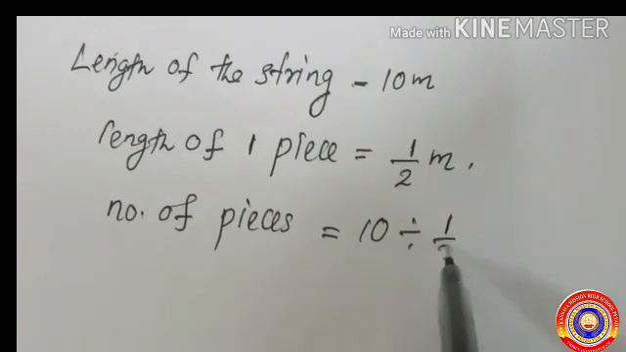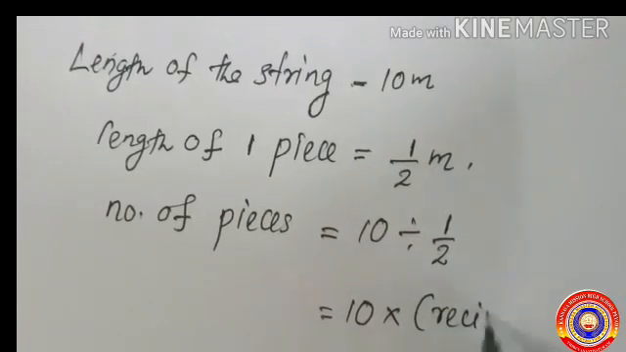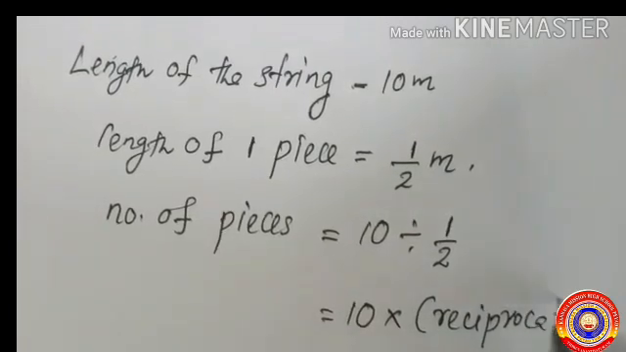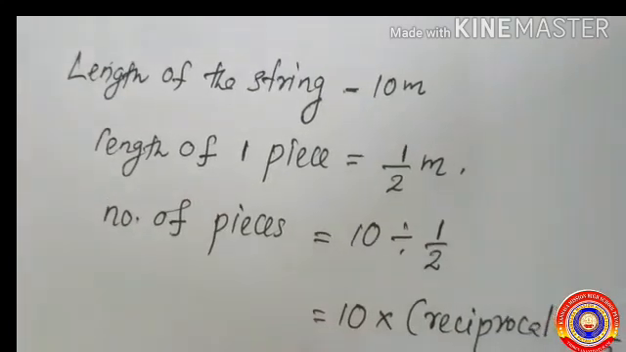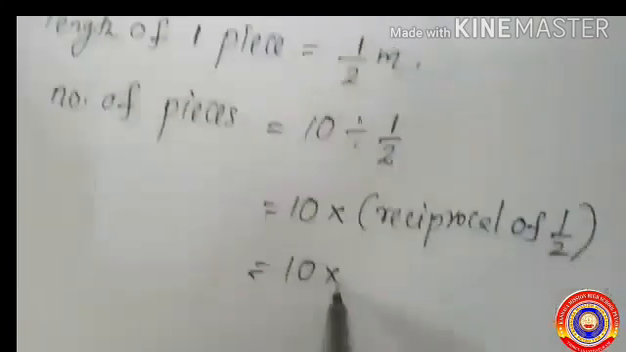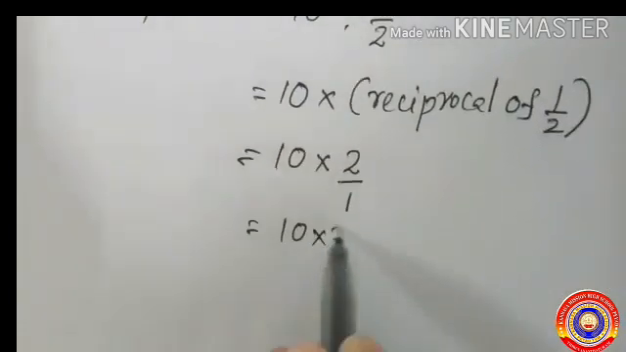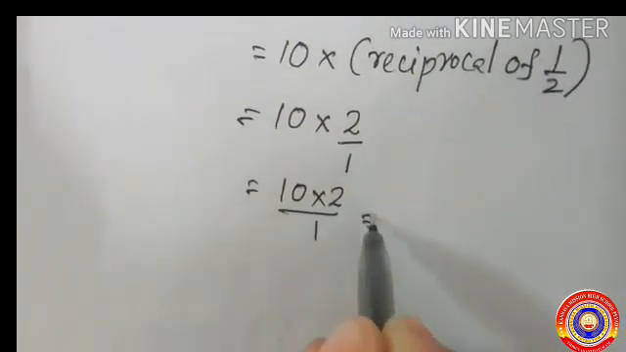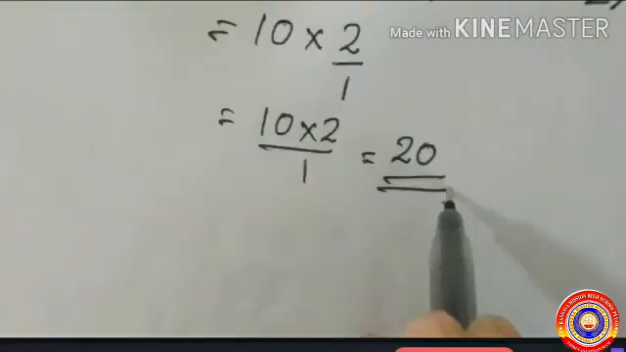That is 10 into reciprocal of half. So reciprocal of half is 2 by 1. So it becomes 10 into 2 by 1, which is 20. So there are 20 pieces in all. Then we move to the second example.